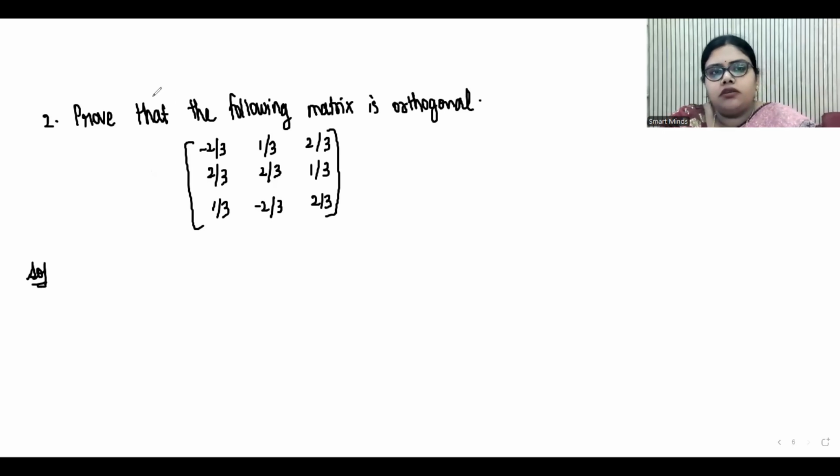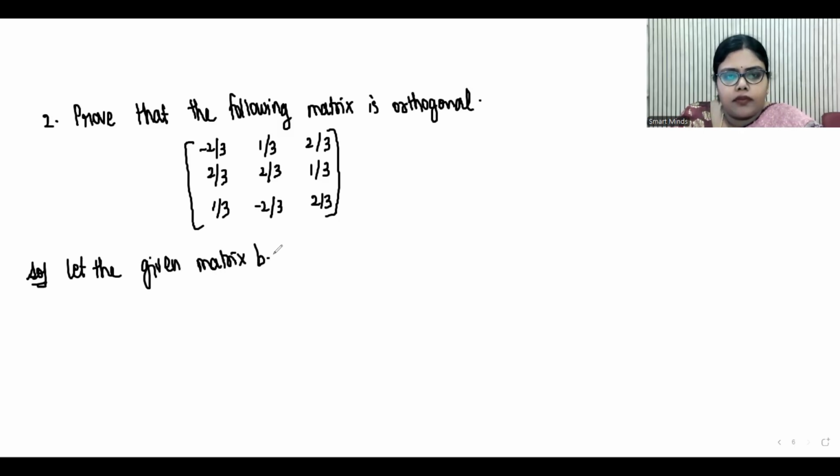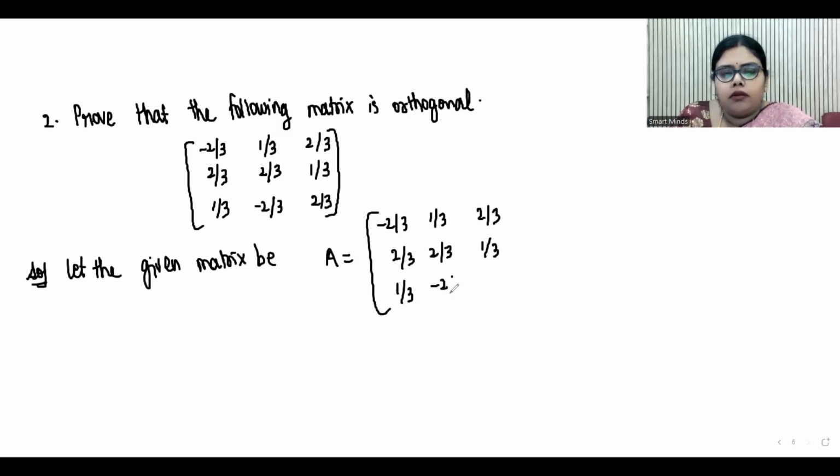Take the next question. Prove that the following matrix is orthogonal. So a matrix is given to us. Let the given matrix be A is equal to minus 2 by 3, 1 by 3, 2 by 3, 2 by 3, 2 by 3, 1 by 3, 1 by 3, minus 2 by 3, 2 by 3.